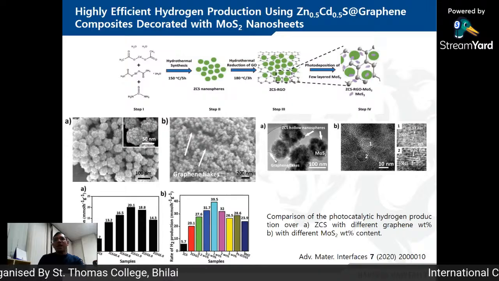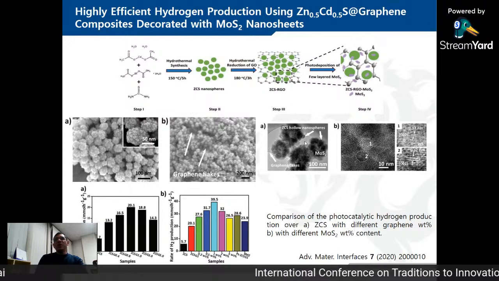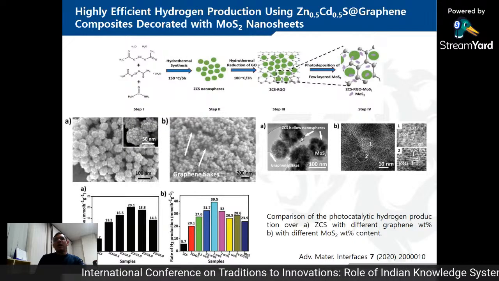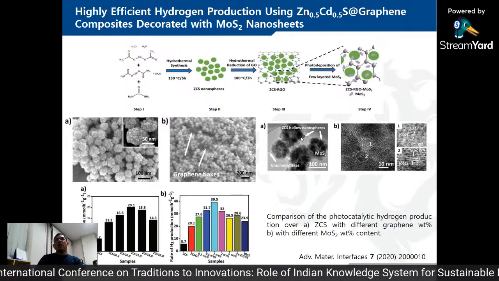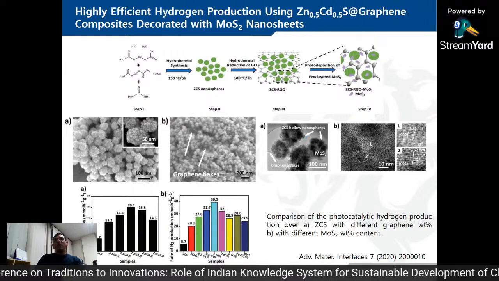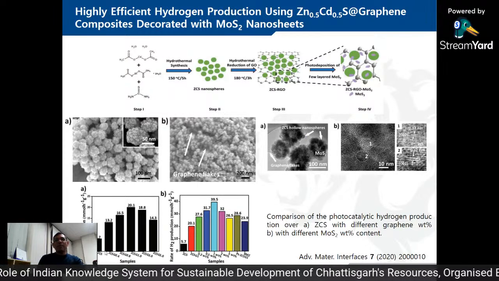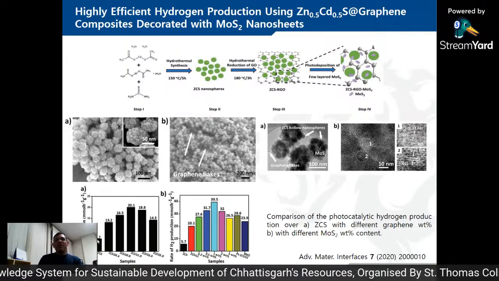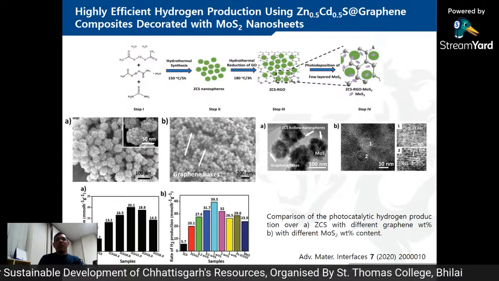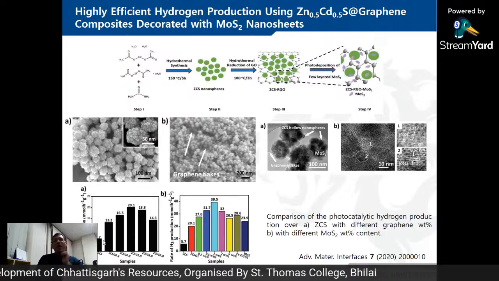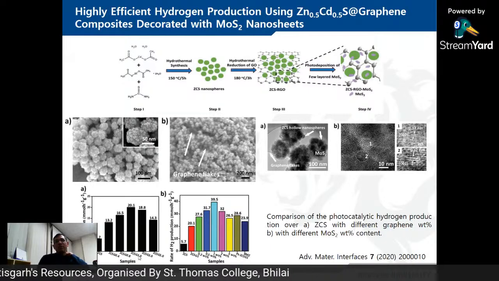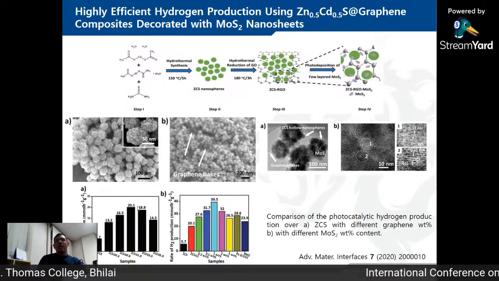So you can see the graphene here in the TEM. Then, over the surface of that, I deposited a few thin sheets of molybdenum sulfide. You can see here pure cadmium sulfide has just 5.7 micromole of hydrogen gas. But if you add graphene of like 1%, it generates 20.1 micromole of hydrogen gas.